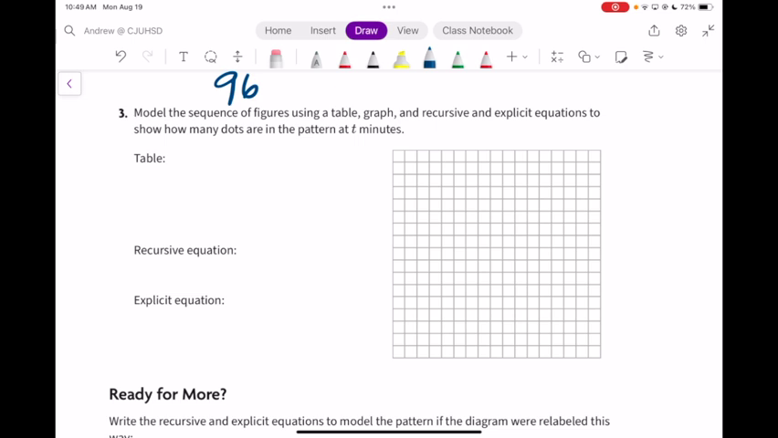Okay, so for the table, let's not even use X and Y. Let's just say it's an input-output table. Our input is 0, our output is 3 dots. Our input is 1, output is 6. 2, 12, 3, 24, 4, 48, and finally 5, 96.